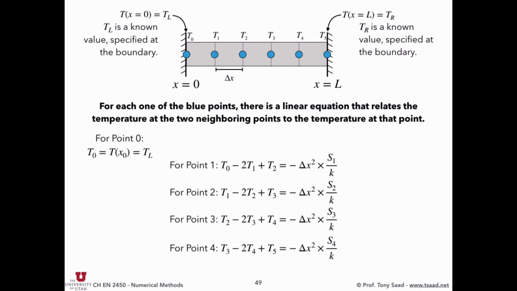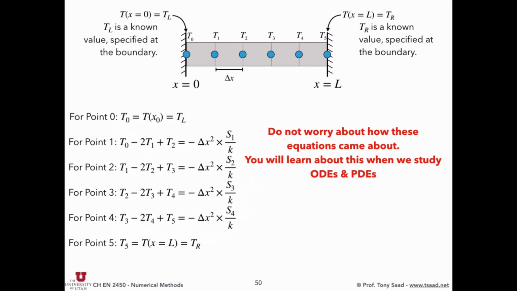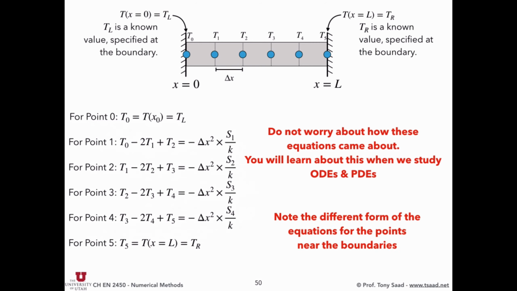And wait until we put those in a matrix form, and that will be your aha moment, if you haven't seen it yet. And then finally, for point 5, T5, the last value of temperature, is equal to T right. That's the temperature given at the other end of the rod. Agreed so far? Okay. So again, do not worry about how these equations came about. You will learn about this when we study discretization of ODEs and PDEs. However, pay attention to the different form of the equation at the boundaries, okay? T5 and T0. But over here, they're kind of systematically looking the same, okay?